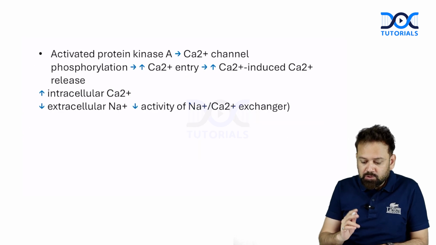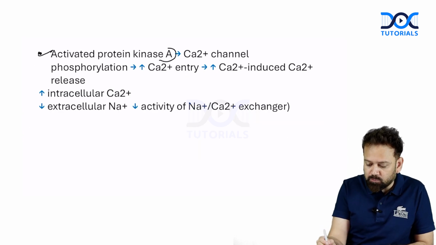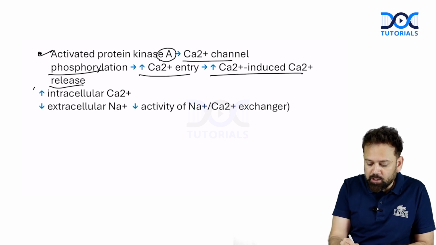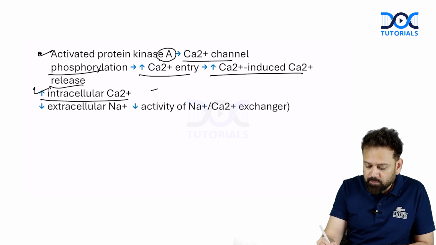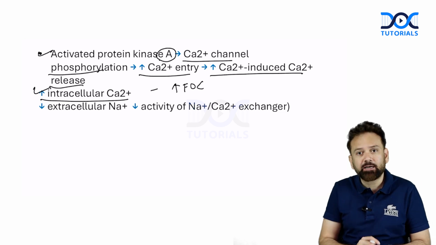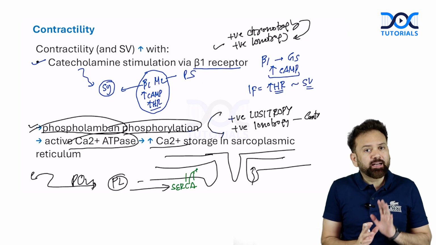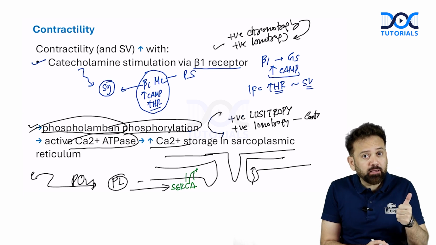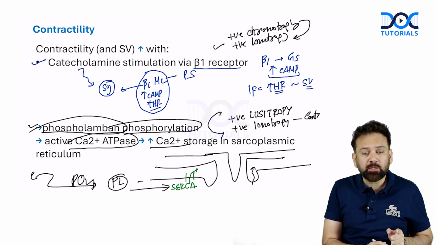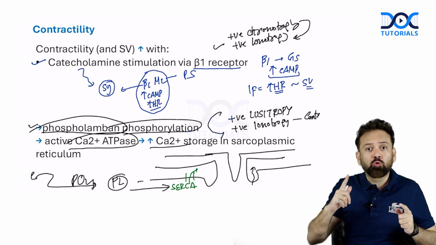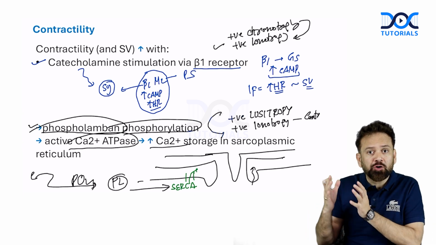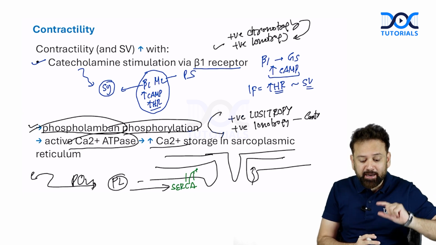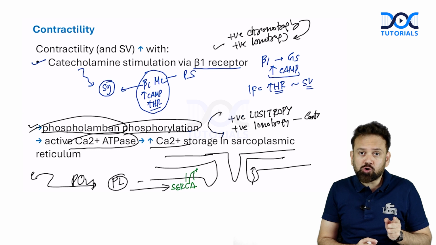Okay. Now, this I have discussed. Activated protein kinase A will cause more calcium phosphorylation, more calcium entry, calcium induced calcium release, and more intracellular calcium will cause more force of contraction, contractility. Now, one more concept. So we can understand that if there is more contractility, it is because of catecholamine. Catecholamine, if it acts on the beta 1 receptor, can cause an increase in heart rate, more calcium accumulation, and more contractility, called positive inotropy. So chronotropy can cause inotropy, and even if there is lusitropy, it can also cause positive inotropy.